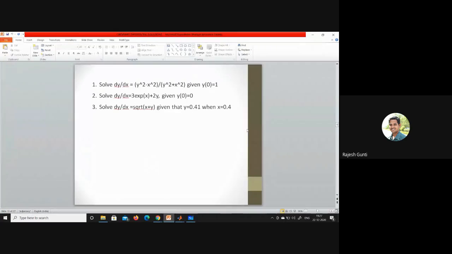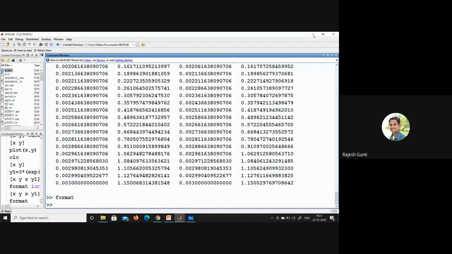Now my idea is I want to write my own program. I want to write a program for the Runge-Kutta fourth order method. What is the Runge-Kutta fourth order method? First, we should know the Runge-Kutta fourth order method, then we can write a program. Am I correct or not? We should know the method, then only we can write a program.